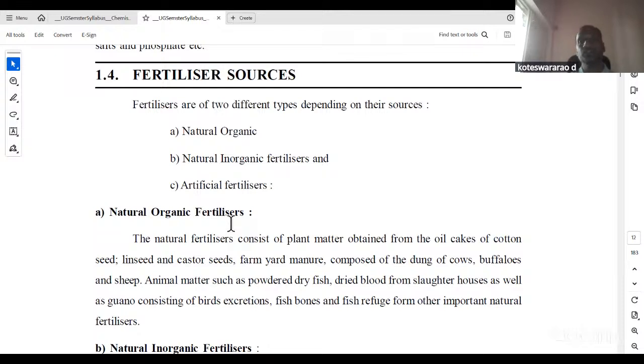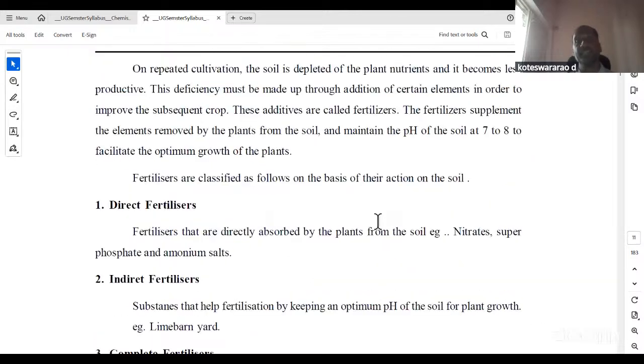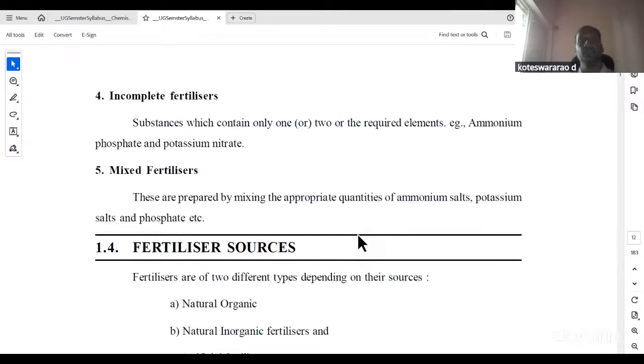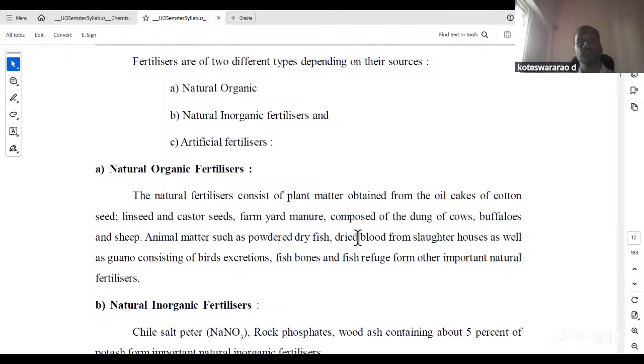Natural organic fertilizers, natural inorganic fertilizers. Previously, we classified the fertilizers based on their action on the soil. Now we are classifying the fertilizers based on the source: natural organic fertilizers, natural inorganic fertilizers, and artificial fertilizers. Artificial fertilizers we can also call synthetic fertilizers.